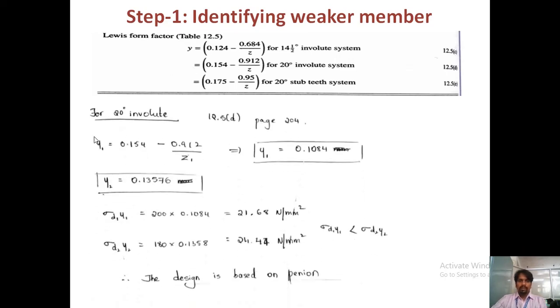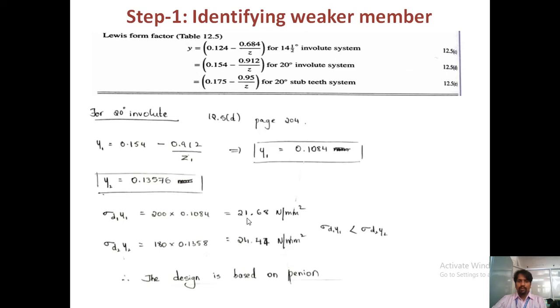So we need to calculate Lewis form factor y1. For y1, take the assumed value of z1, and for y2, take the assumed value of z2. So calculate y1 and y2. Once you get y1 and y2, to identify the weaker member, find the product of sigma d1 into y1. Sigma d1 is known, which is given in the problem, multiplied by y1, Lewis form factor. We get around 21.68 Newton per mm square. And sigma d2 y2: sigma d2 is given for the gear and multiplied with Lewis form factor for the gear, which is obtained as 24.47 Newton per mm square.